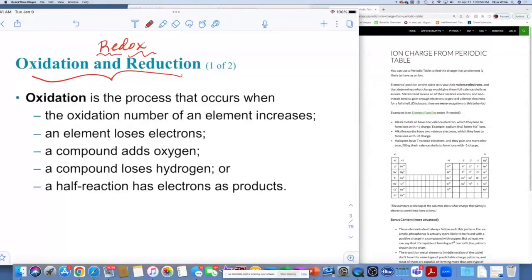Okay, so what exactly is an oxidation process? How can you tell something is being oxidized? The most obvious way I would say here is, let me start with the most obvious way.